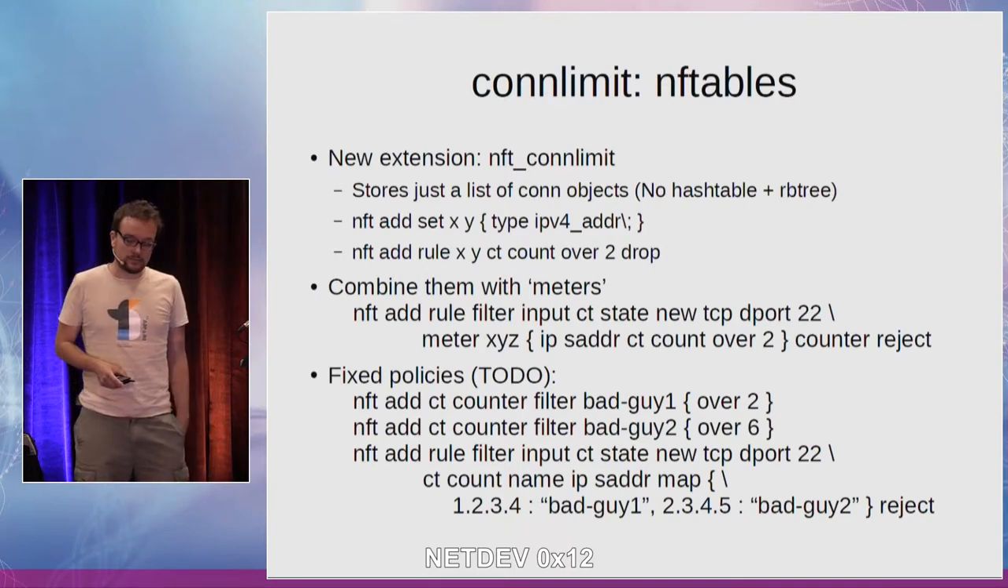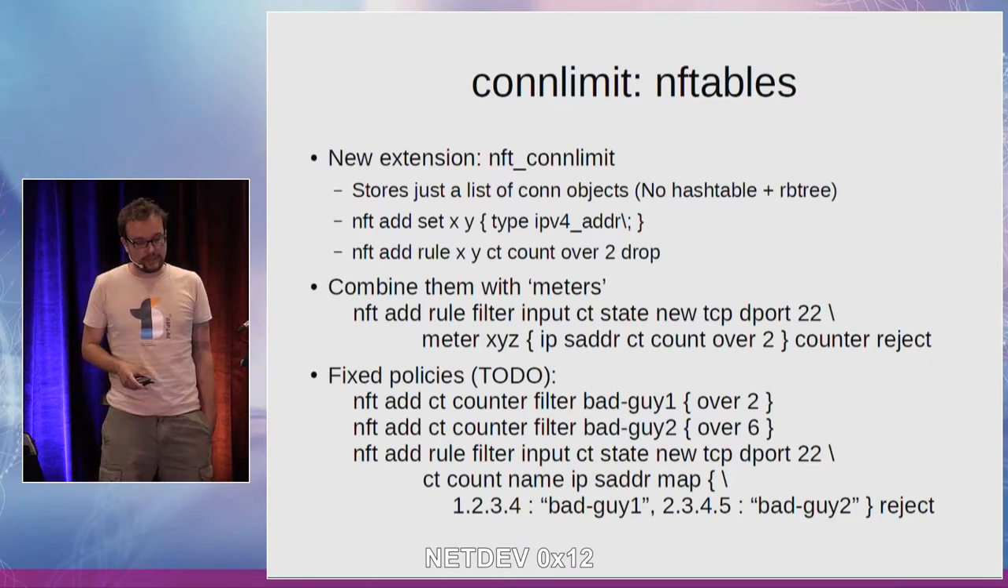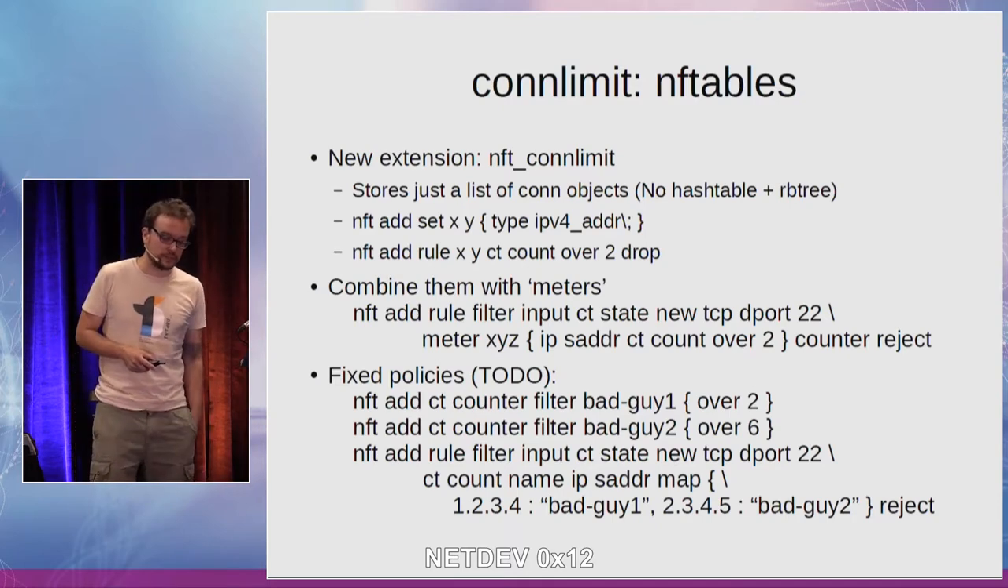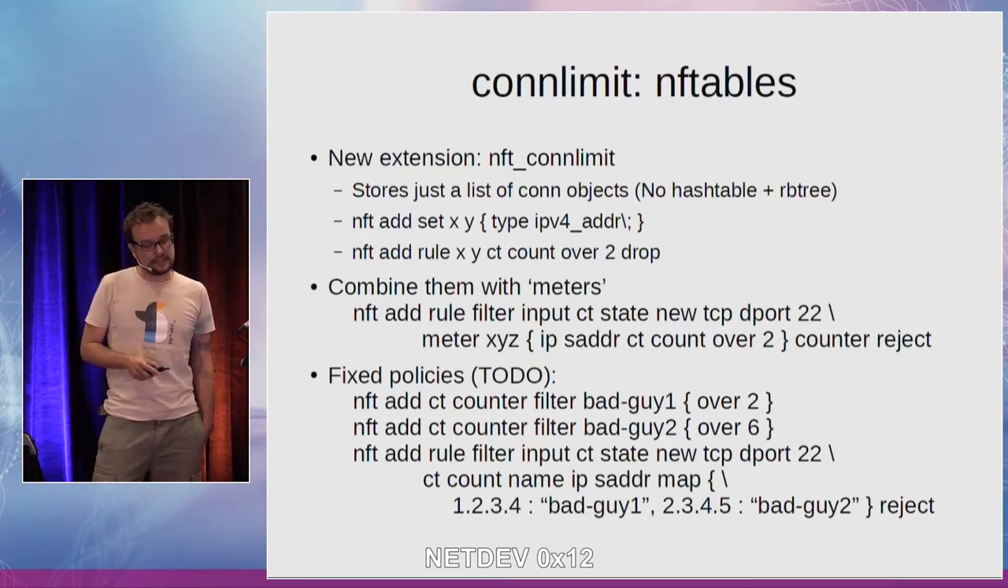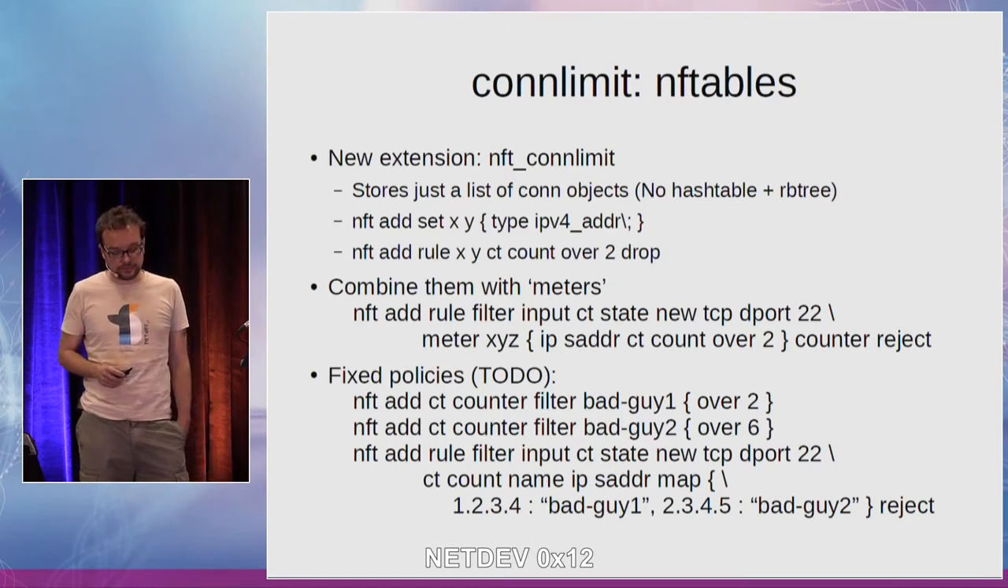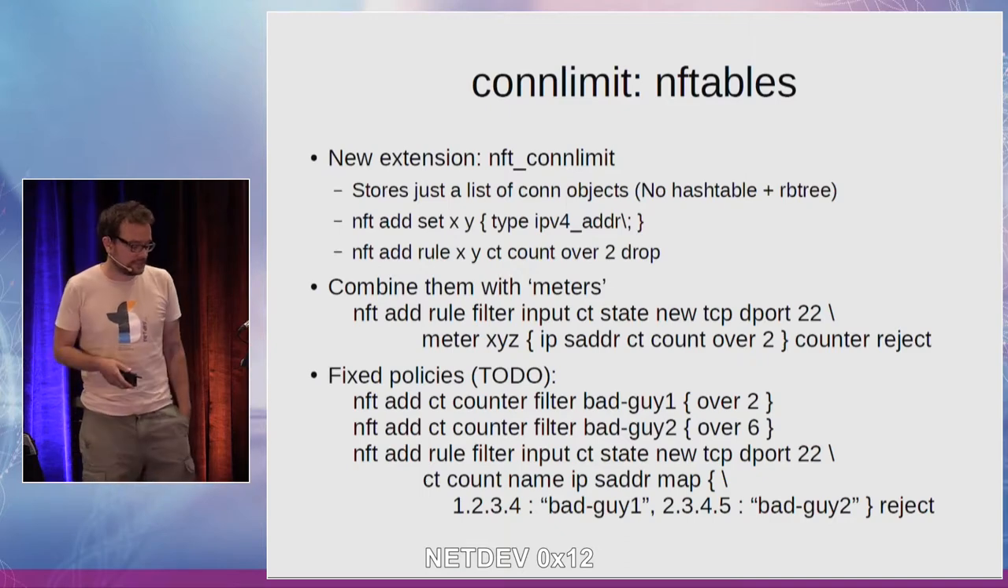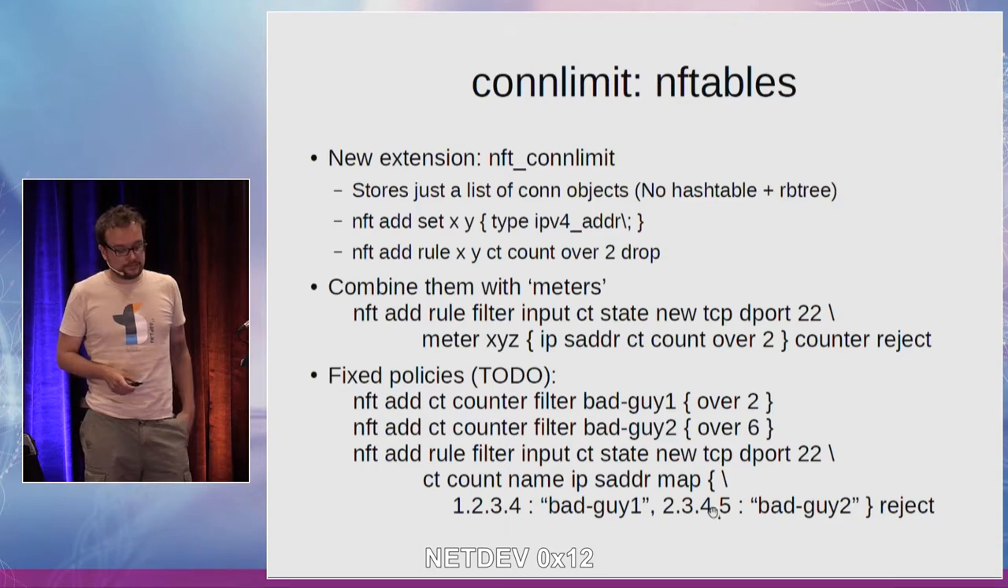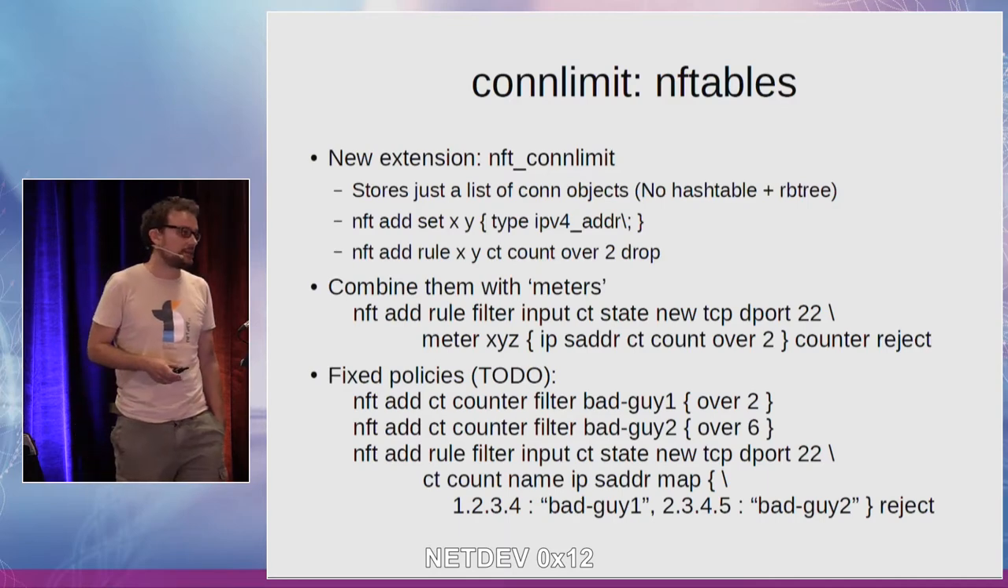But the smart way, and the way to actually achieve exactly a mapping with what we have in iptables, is to combine it with the meters, or actually just dynamic sets. So in the example there, we are just matching new connections going to port 22, SSH, and then this meter xy set is basically a set that is going to be dynamically populated from the packet path. So based on the IPv4 source address, for each new IPv4 source address, we are going to add an entry into the xy set or meter, as it is in this example. And then for each entry, if the connlimit counter goes over 2, then we are going to count because of that counter expression that we have, and then reject that connection.